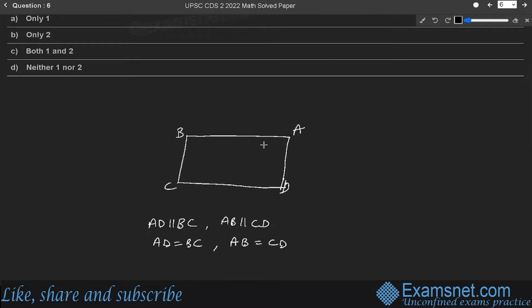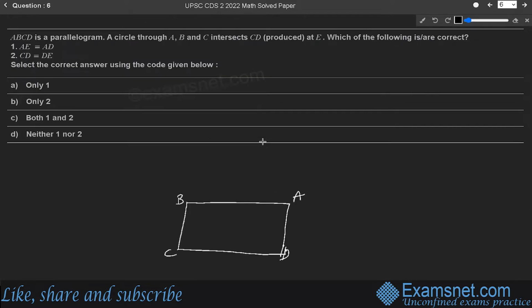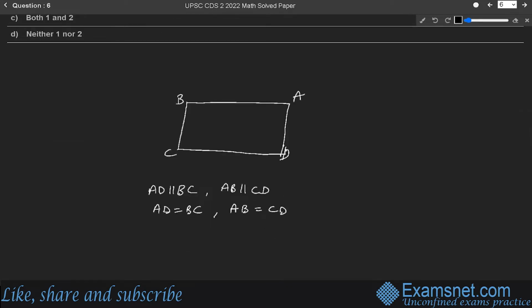Now, according to the question, a circle through A, B and C intersects CD produced at E. The line CD is produced at E. So let this be the point E. And there is a circle which passes through A and B also. So let us start it from here. Let this be the circle. It is passing through A and B and it will go through E also. So let this be the required circle here. It is passing through C also. Let this be the required circle.